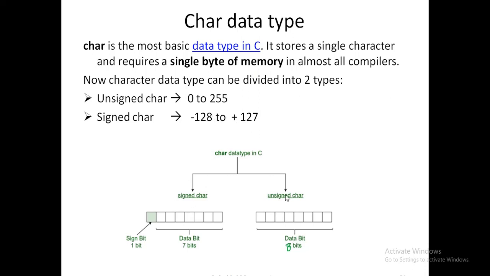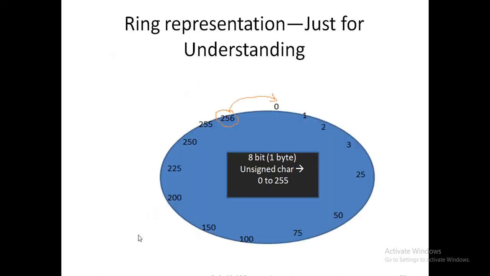This is 8-bit to represent an unsigned character. This is a signed character. This 8-bit is the magnitude of that particular value, and the MSB bit is the sign bit. If it is 1, it is represented as negative. If it is 0, it is represented as positive. Here, for the ring representation, just for understanding, I will draw this diagram.